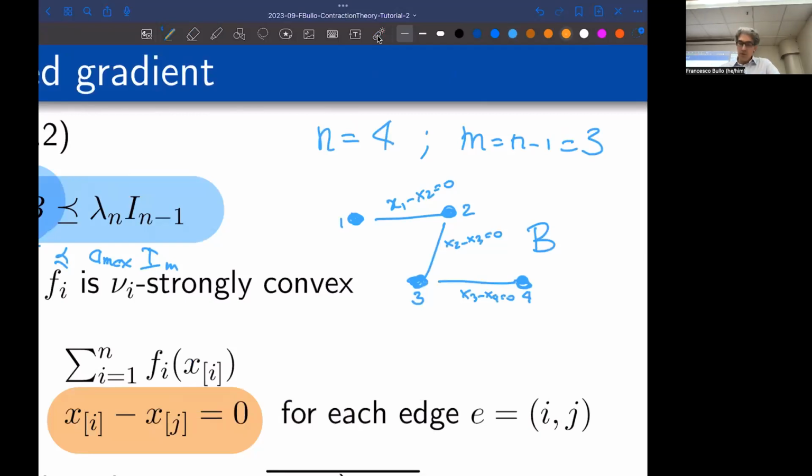However, imagine now that I have a graph which is not a tree, it has a cycle. You are now imposing an additional constraint. You're imposing x1 minus x3 equal to 0. That is a redundant constraint. Does that make sense?